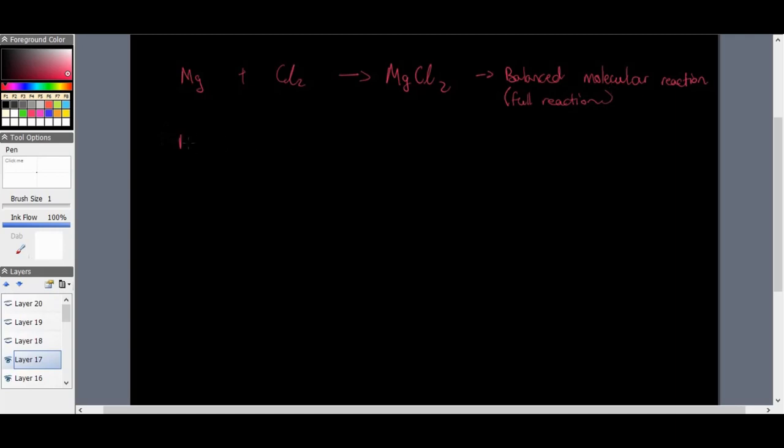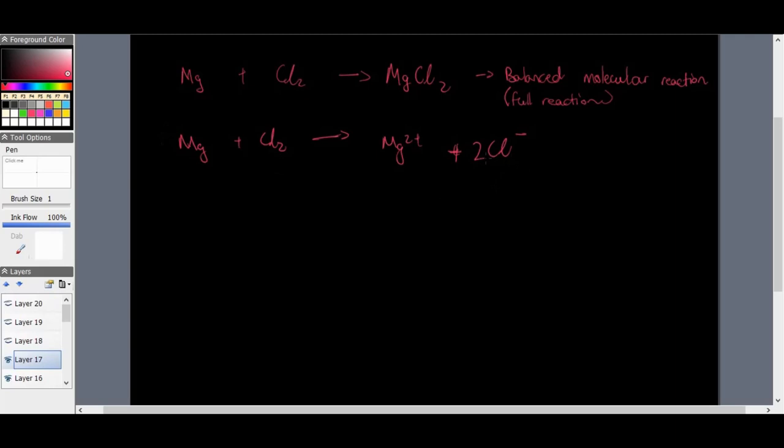Then I have an ionic equation, right? Mg plus Cl2. Remember, there's no ions or values on the ions in the reactant side. Okay, Mg2+ Cl−. So to balance this reaction, obviously I got Cl2 and I just have Cl− here. I need to add a 2 in front of the Cl− to balance the equation.